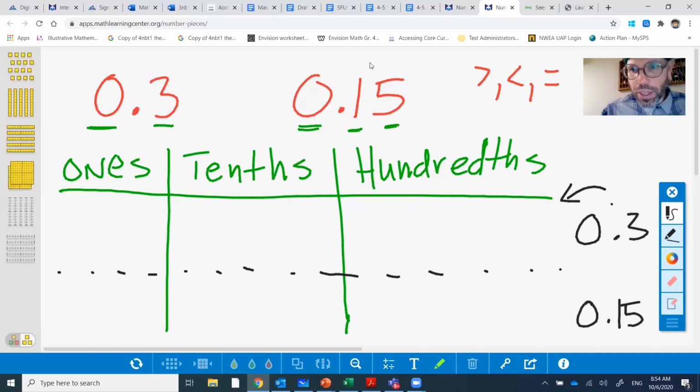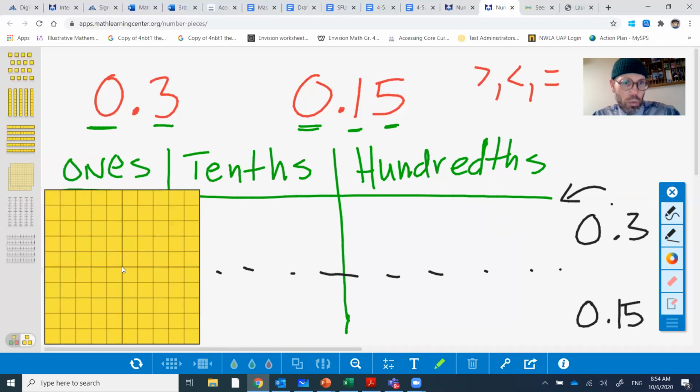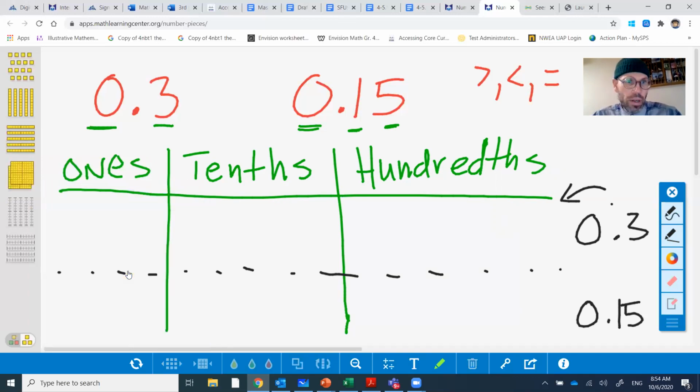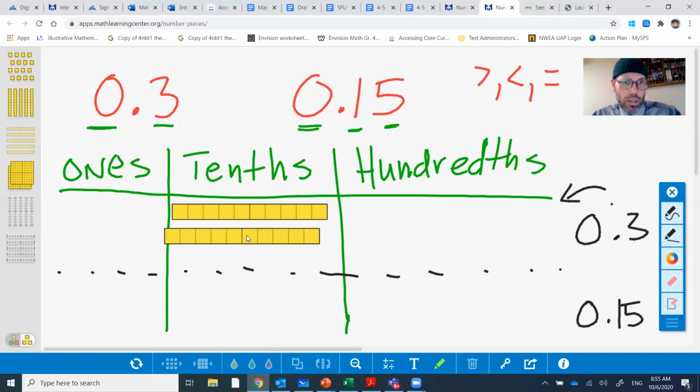So if I'm thinking here, 3/10, okay, here's what's going to help us think about modeling. This would represent one whole. Now we don't have any ones, so I'm gonna get rid of that. But what we do have are tenths. And according to 3/10, I have three of them. So I have 1, 2, 3.